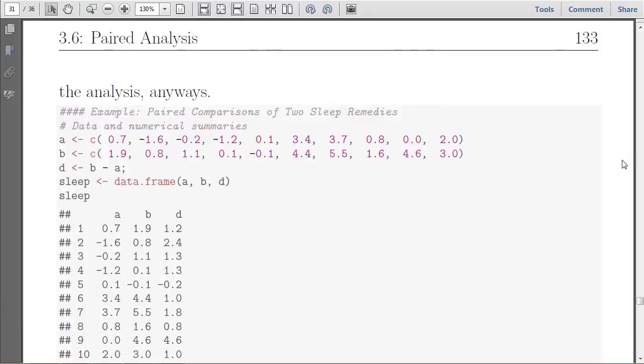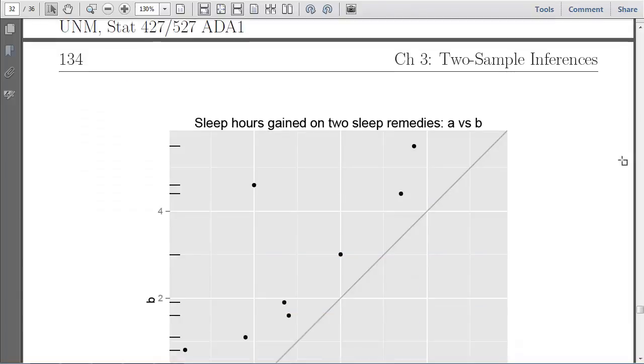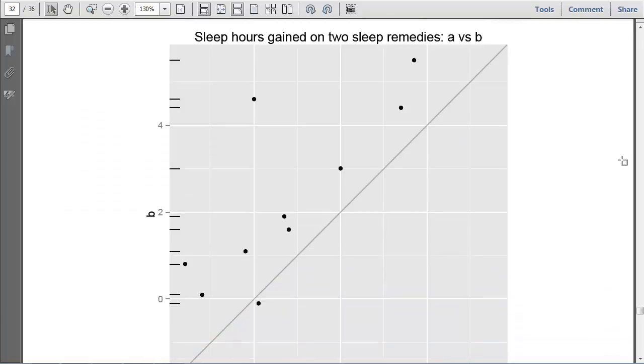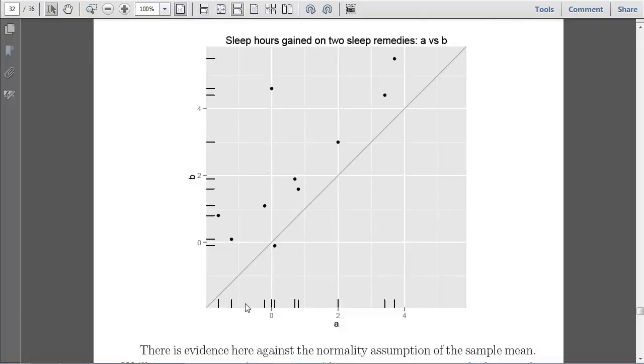So I'm going to scroll down and take a look at the data first, and I'm going to skip over a lot of the code because I've described the code in the previous example. On the horizontal axis we have the additional sleep from remedy A, and on the vertical axis we have the additional sleep from remedy B. One thing to note right away is the diagonal line, and that most of the data fall above that line. Furthermore, the zero lines for both A and B is the first bright white grid line. And so most people have gained sleep.